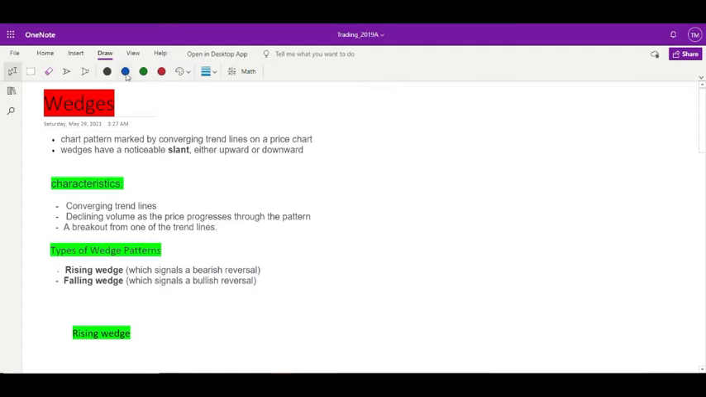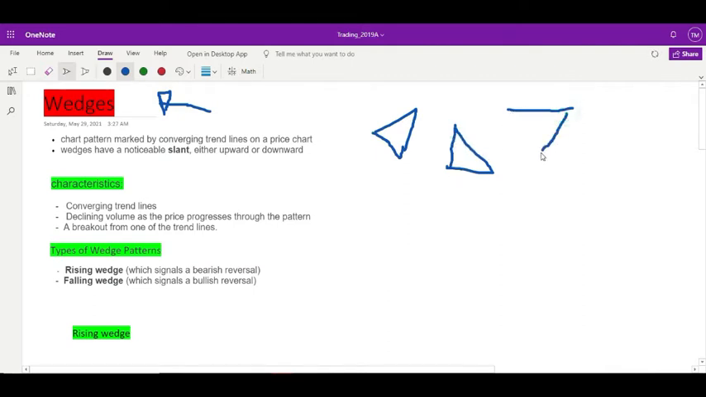So wedges, what are wedges? Wedges are simply the same as triangles, but these triangles are now slanted. Let me draw a proper triangle. Sorry, it's no longer a triangle that is not slanted. Wedges are triangles that are slanted, so we are doing the same thing again. Wedges have a noticeable slant, either upwards or downwards, right?